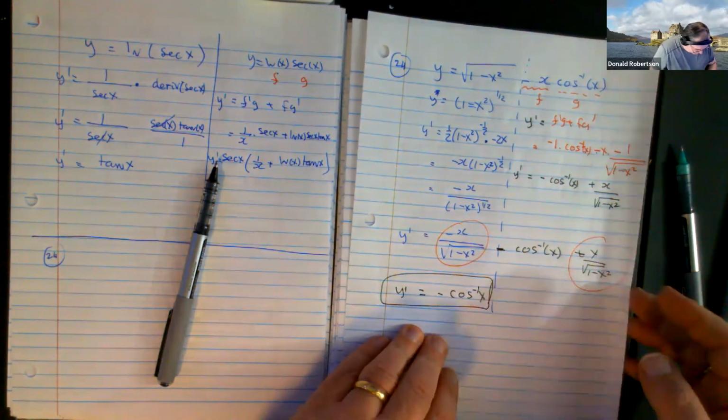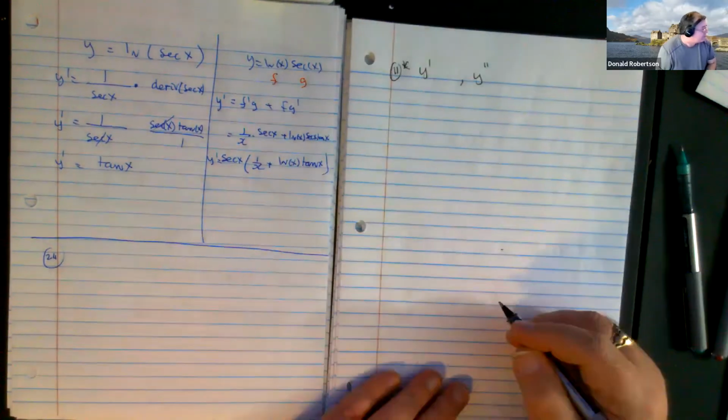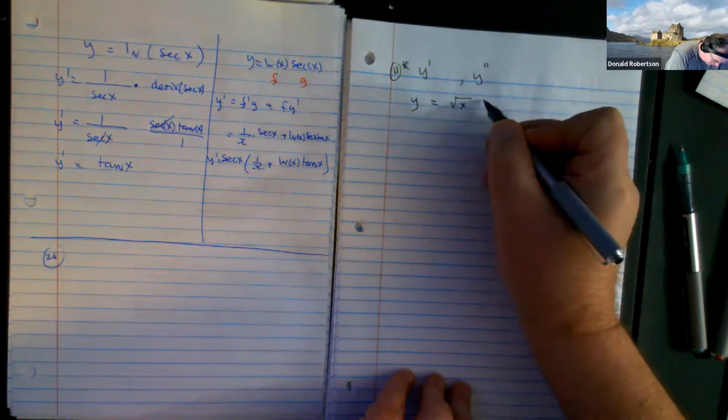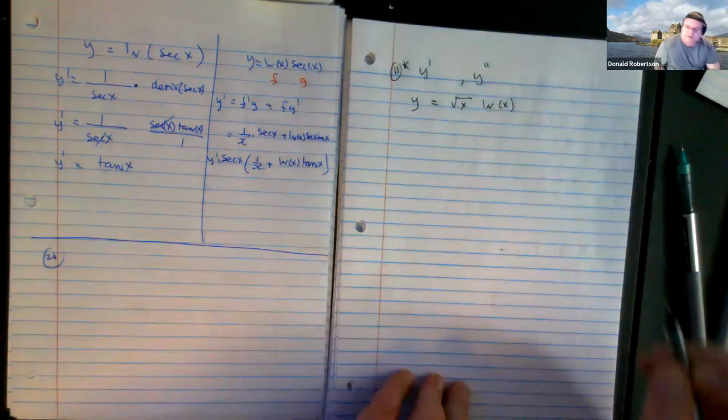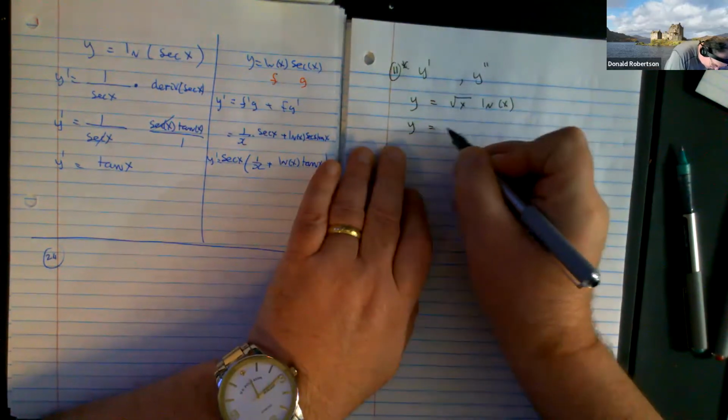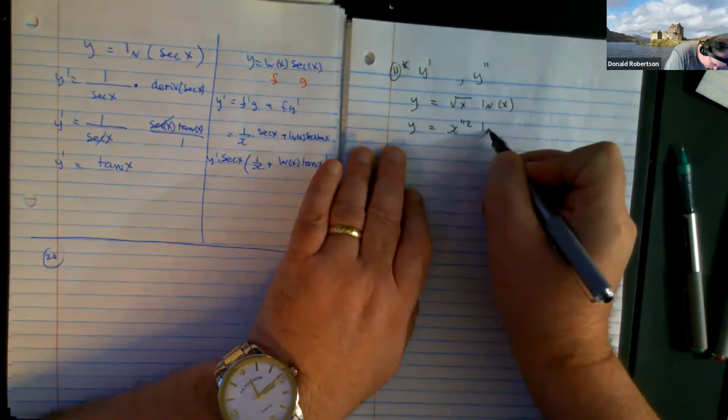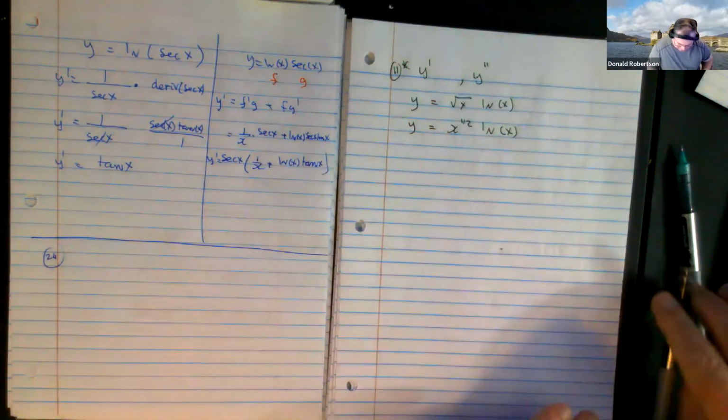Okay, so question 11 is asking us to find the first and also the second derivative. And the function is the square root of x, natural log of x. Would you agree this is a product? It's not a chain rule, right? So I'm going to rewrite the square root as a half power, which you would do anyway, no matter what kind of rule it was.